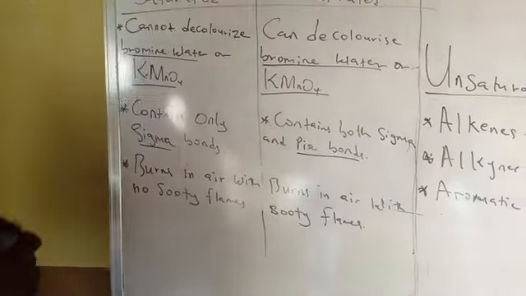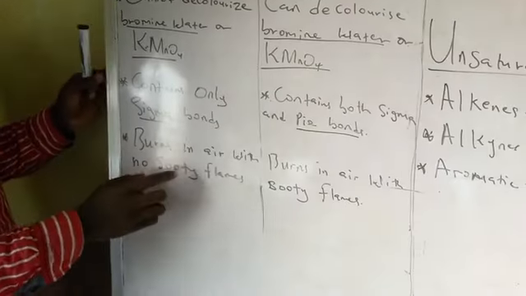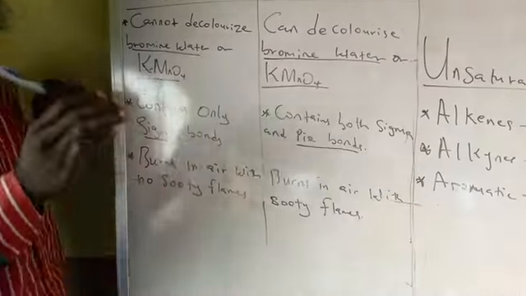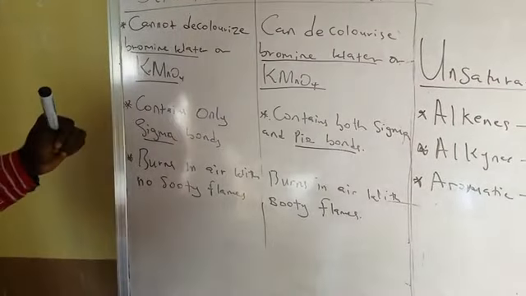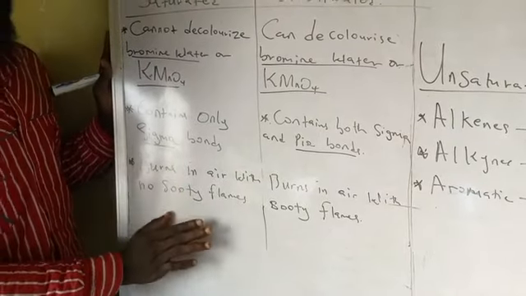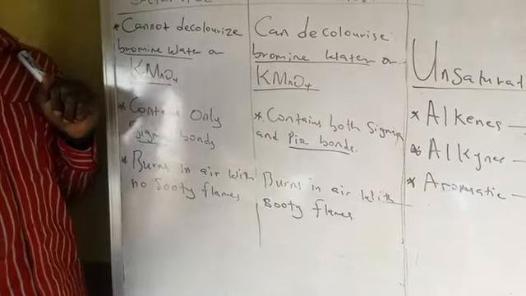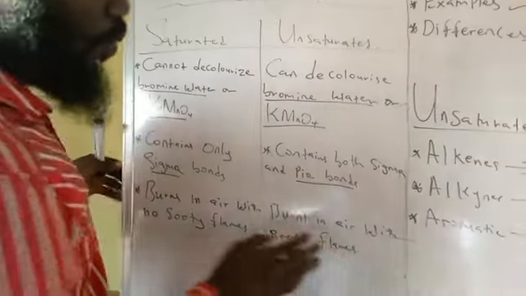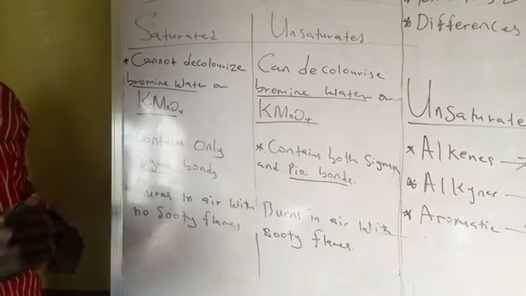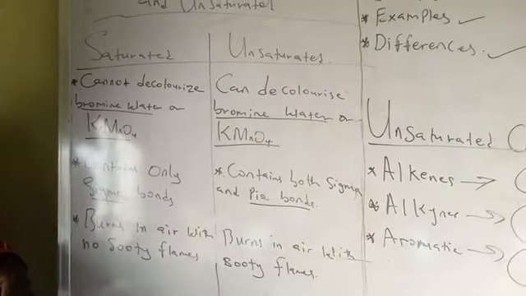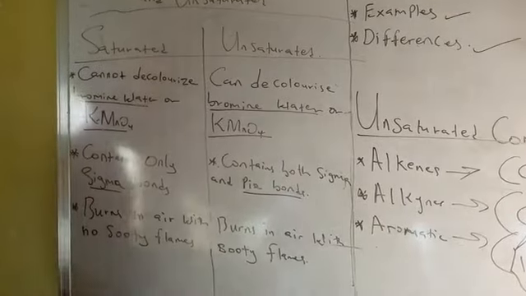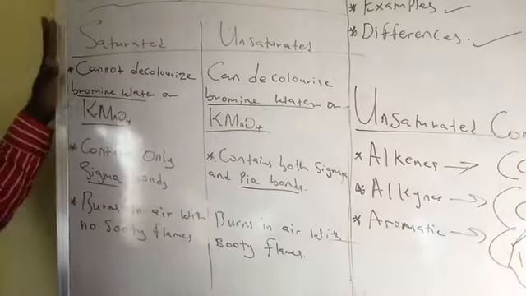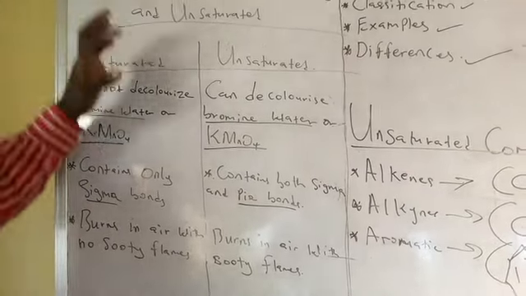Another difference is burning. Saturated compounds burn in air with no sooty flames. So when you pick a compound and it burns in air with no sooty flames, it is saturated. Unsaturated compounds burn in air with sooty flames, especially aromatic compounds, which burn with more sooty flames. So that is the difference between saturated and unsaturated compounds.